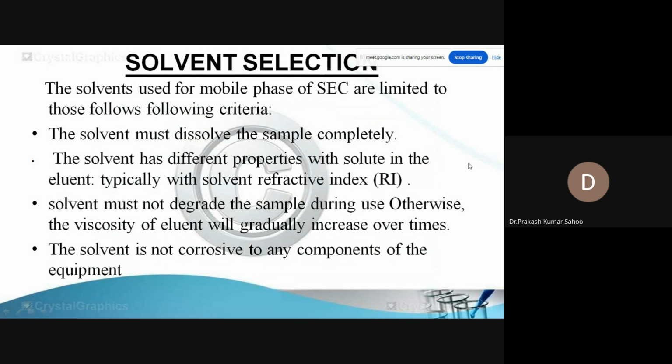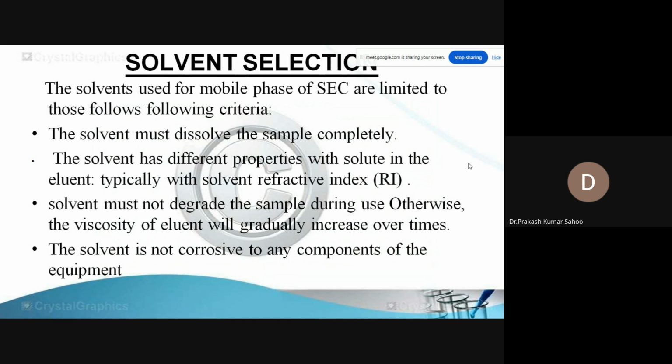Then there is the solvent selection. The solvents used for the mobile phase of size exclusion chromatography are limited to those that follow the following criteria. The solvent must dissolve the sample completely. The solvent has different properties from the solute in the eluent, typically the refractive index. The solvent must not degrade the sample during the run. Otherwise, the viscosity of the eluent will gradually increase over time. The solvent is not corrosive to any component of the liquid chromatograph.